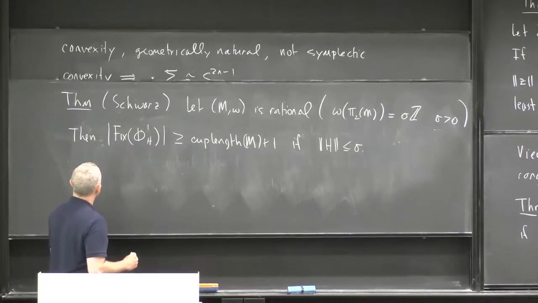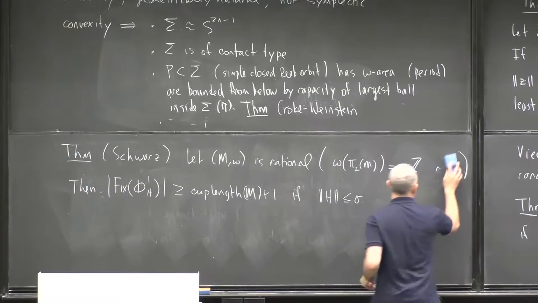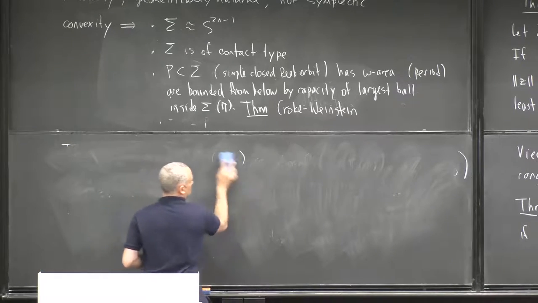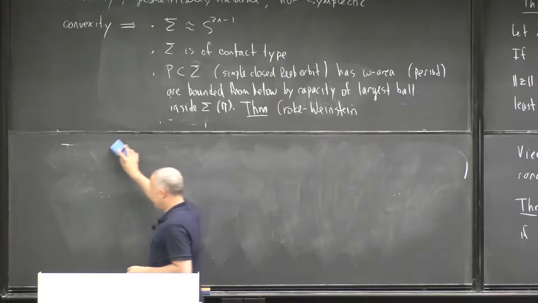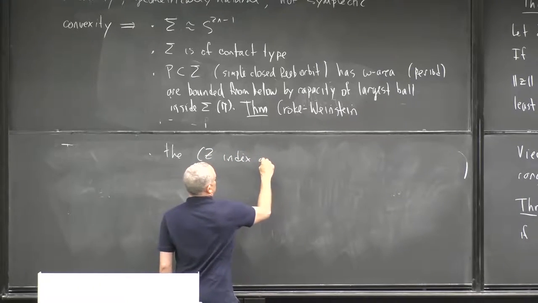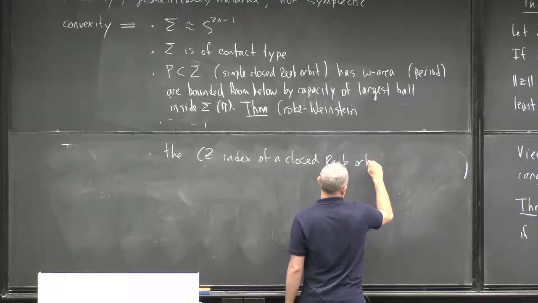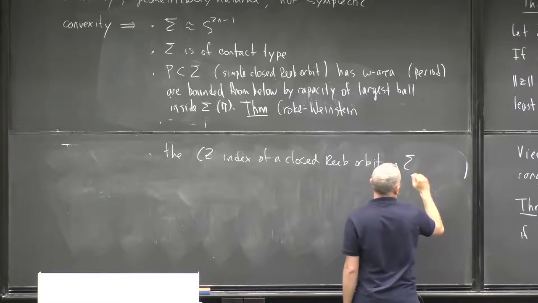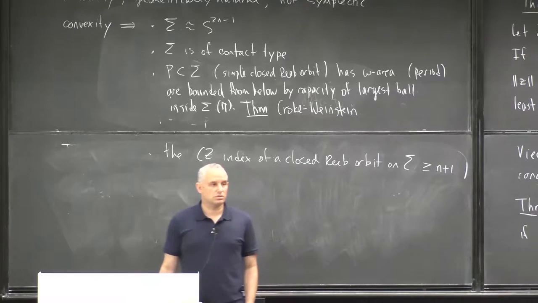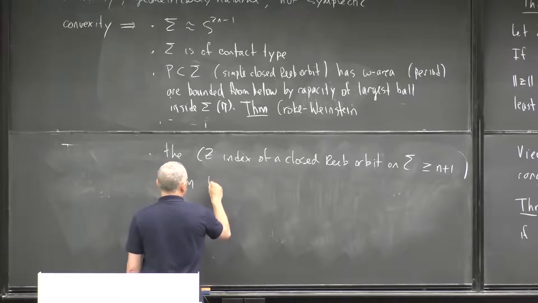And with good timing, we can also talk about the Conley-Zender index of the closed Reeb orbit in this case, and it also comes with a lower bound due to convexity. So the Conley-Zender index of a closed Reeb orbit on sigma is greater than or equal to n plus 1. Okay, this is also not an obvious fact. This is a theorem proved by Ekeland.